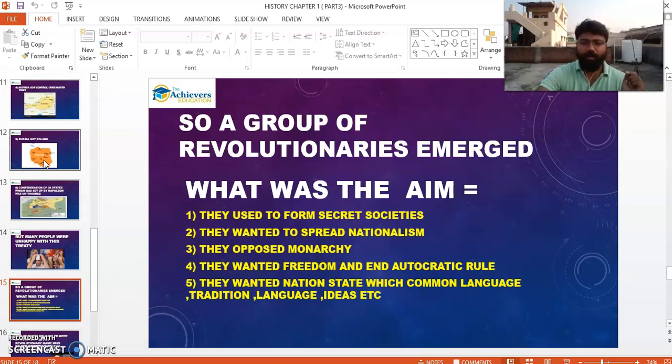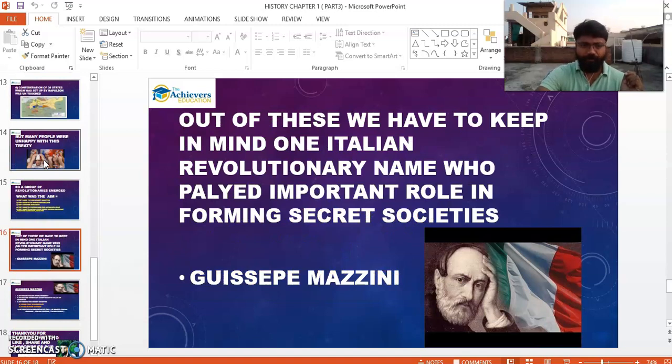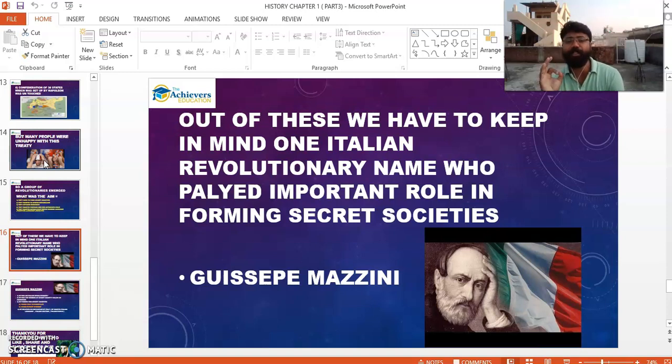Now moving forward, let us see what all things are there. Out of this, we have to keep in mind one Italian revolutionary who played a very important role in this particular revolution, in how people got freedom there. He played a very important role in forming secret societies. His name was Giuseppe Mazzini.